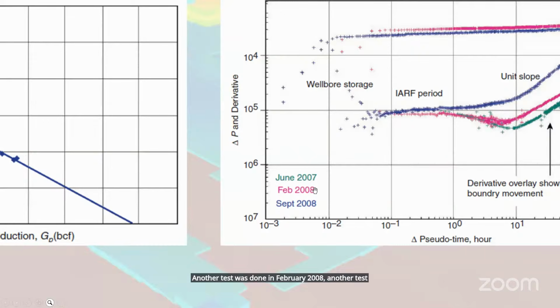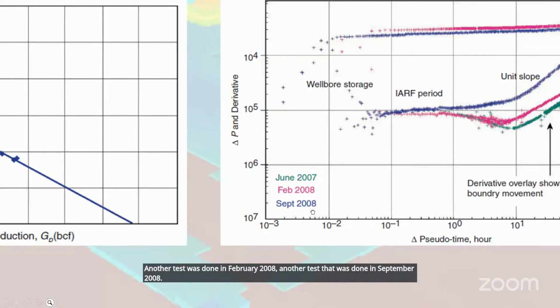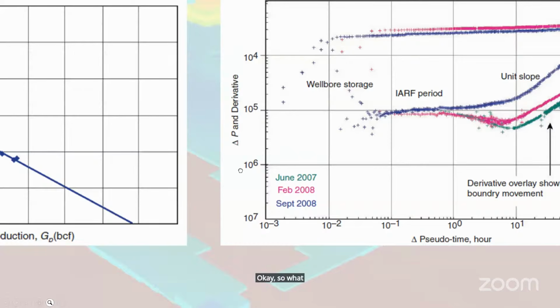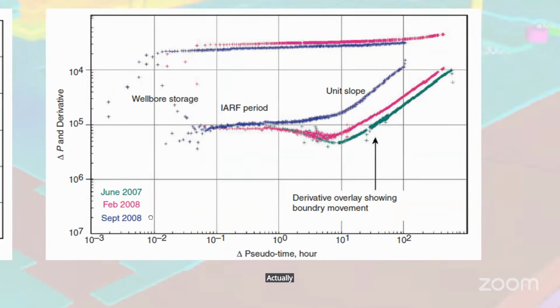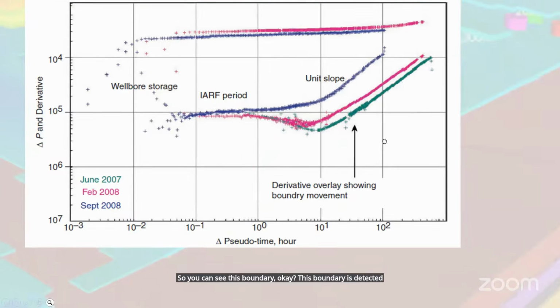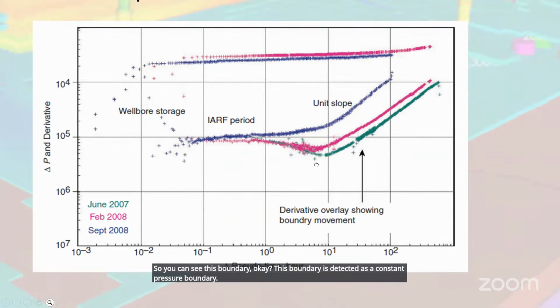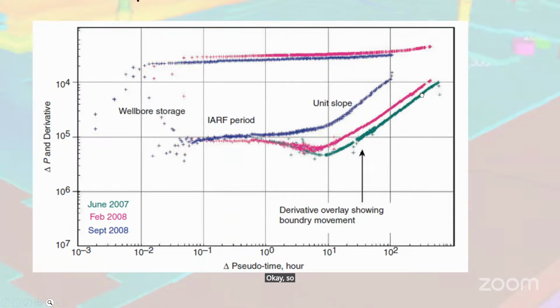Another test that was done in September 2008. Okay, so what is the result for this well test? Actually, for the result, you can see the green one. So you can see this boundary, okay? This boundary is detected as a constant pressure boundary, okay? So a constant pressure boundary in a drawdown test, okay?